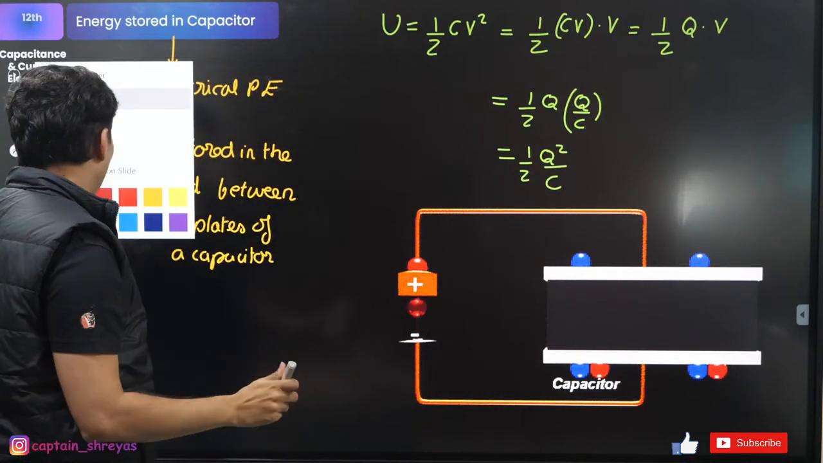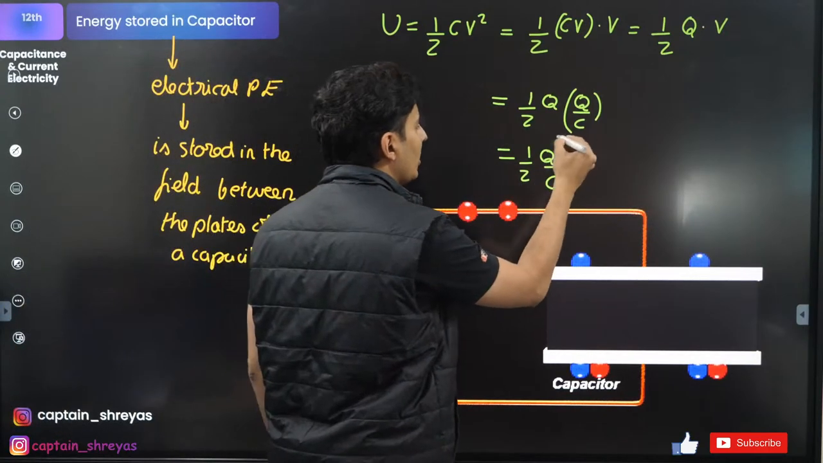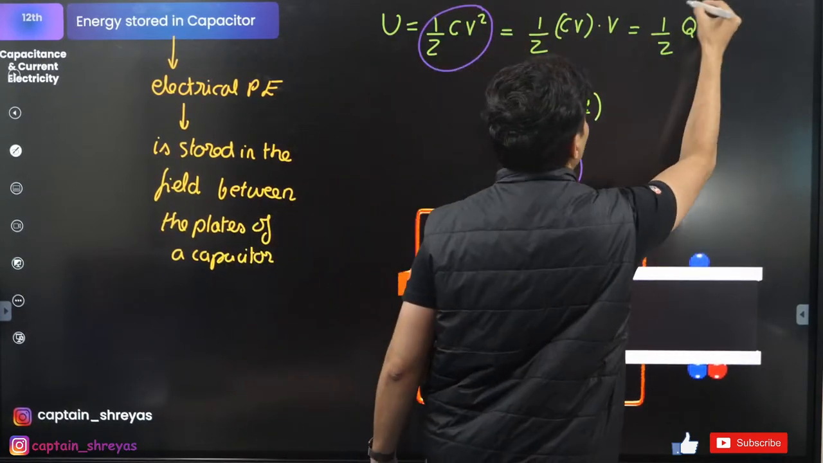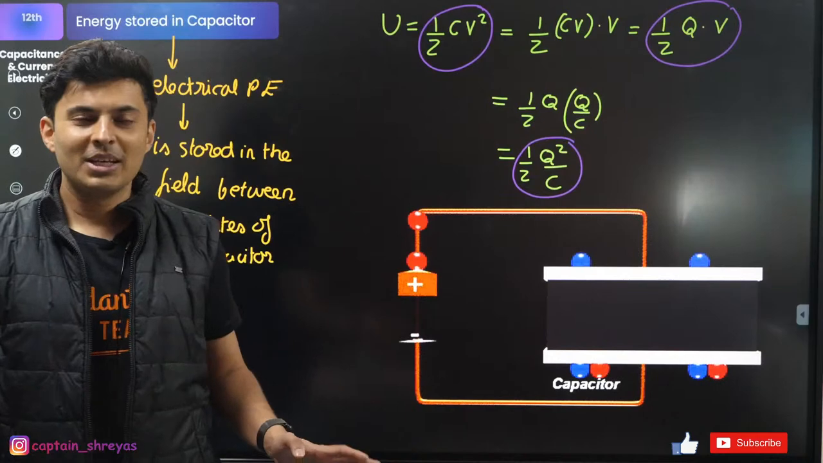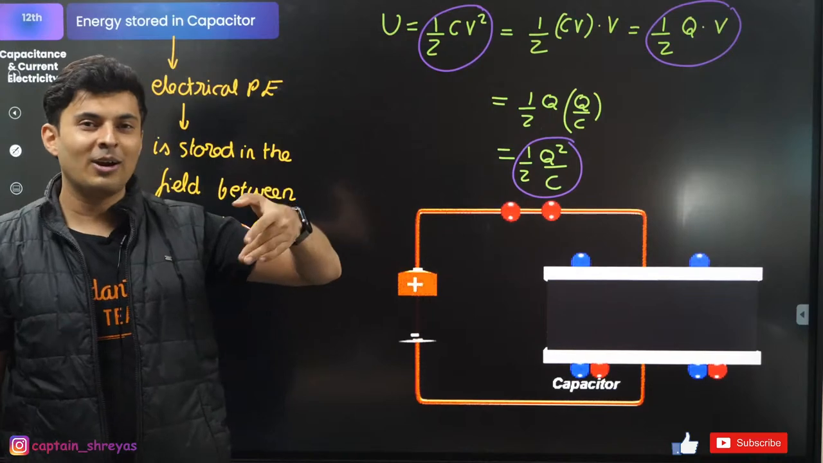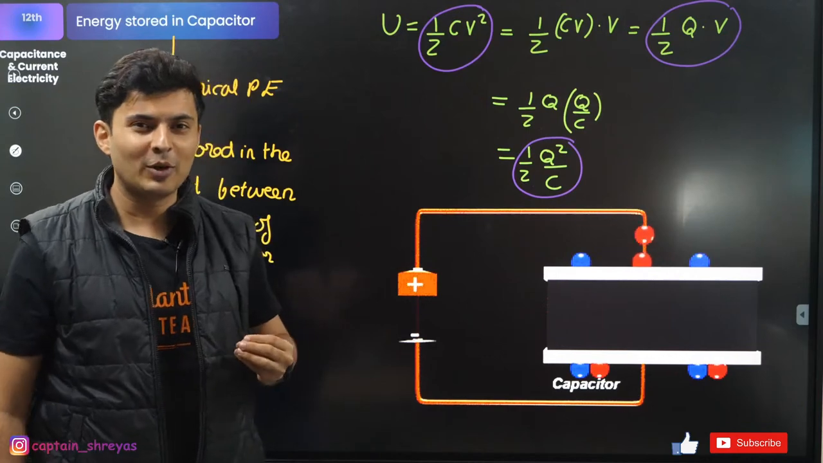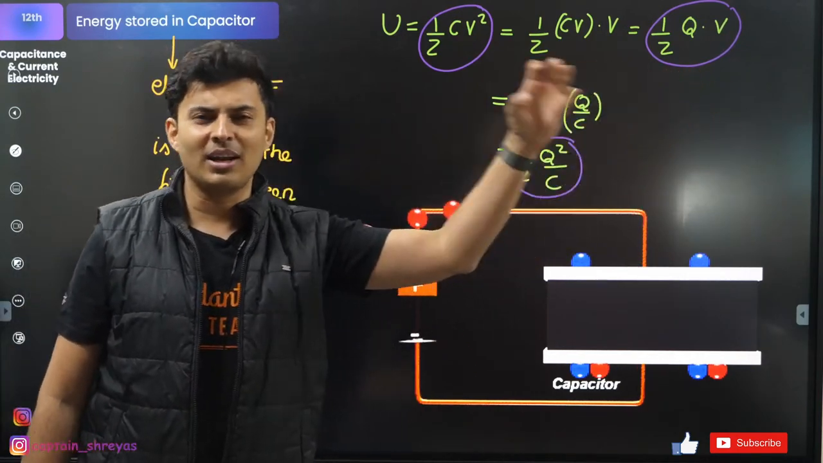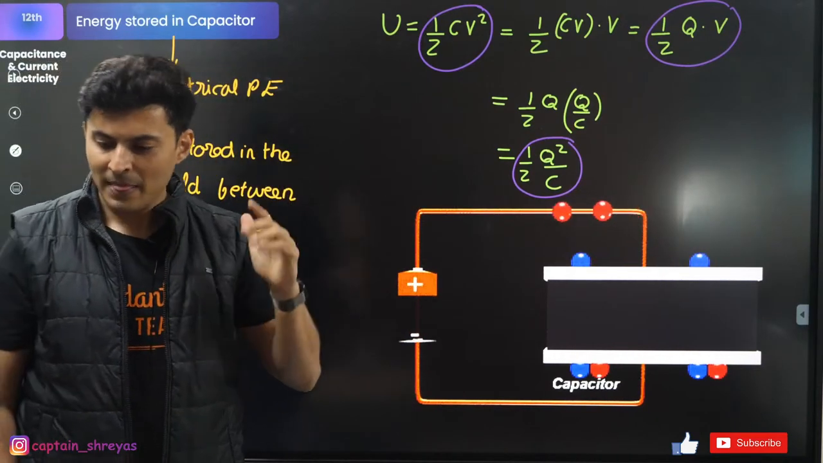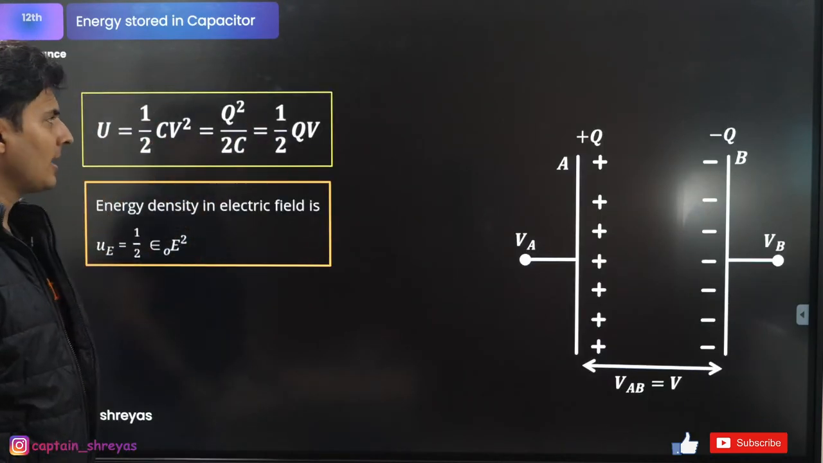So all these forms are the same, but it depends what is given and what is not given. Either you remember Q square by 2C, or you remember half CV square, or you remember QV by 2. It's one and the same. Just like you have power formula in case of resistors, I squared R or V square by R or VI. It's just the same thing in different ways. Or centripetal acceleration formula, V square by R or omega square R. It's the same thing. It's just what is given and what is asked. That's all. Okay? Clear-o? Understood? That's how you find the energy stored in a capacitor.